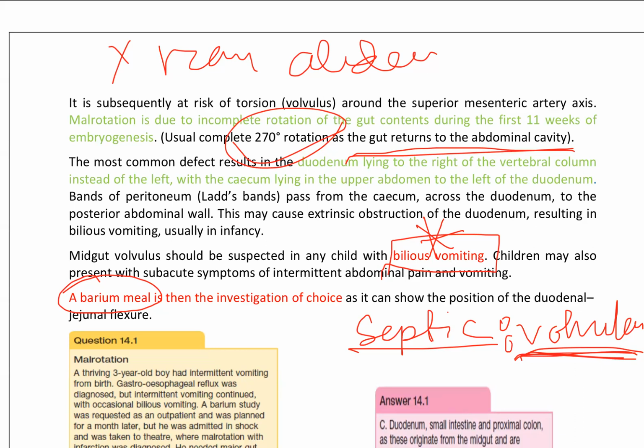So there is a TAS question related to this malrotation. When there is malrotation, as mentioned here, the duodenum will be to the right of the vertebral column. Normally we know the duodenum is on the left, but at that time it will be to the right of the vertebral column. Also the cecum could be in the upper abdomen. It should not be in the upper abdomen. So if you get these things, we can think it is malrotation. This is a TAS question that is marked in green.